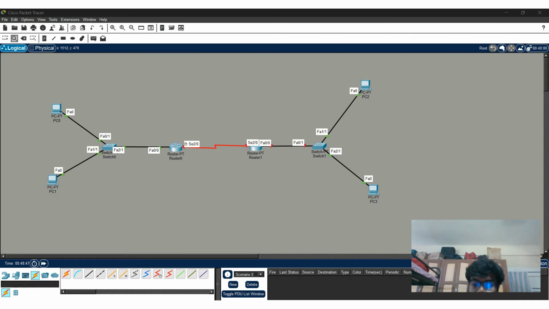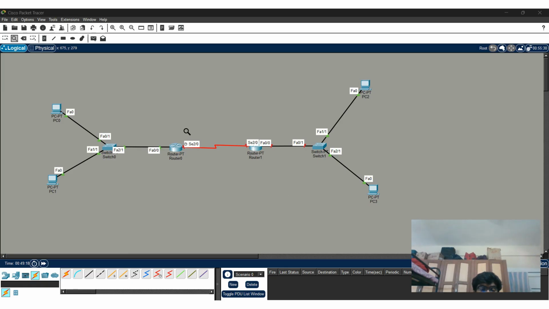Now, dynamic routing is a technique where routers use routing protocols like RIP, OSPF, EIGRP, or BGP to automatically learn and update the routing. It adapts to network changes and is highly scalable, with no manual work, but it consumes more CPU, memory, and bandwidth, and it is slightly more complex to configure compared to static routing.